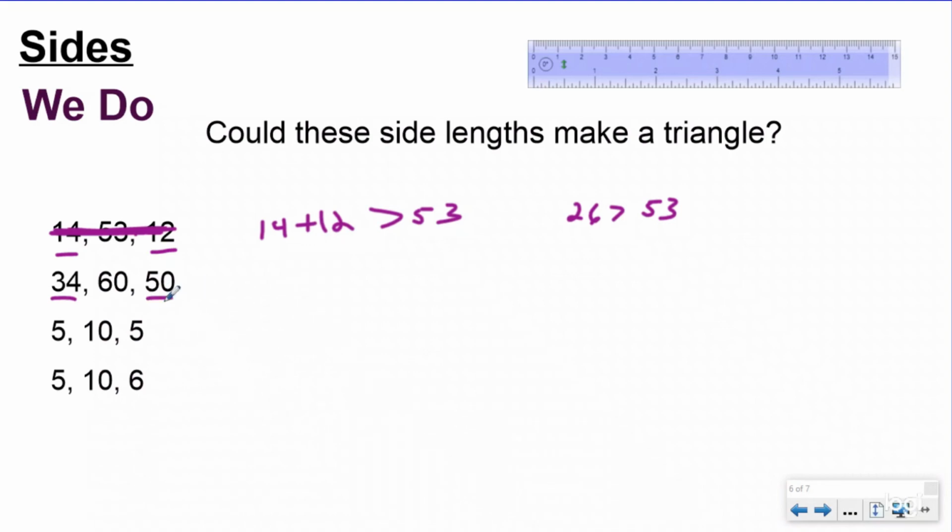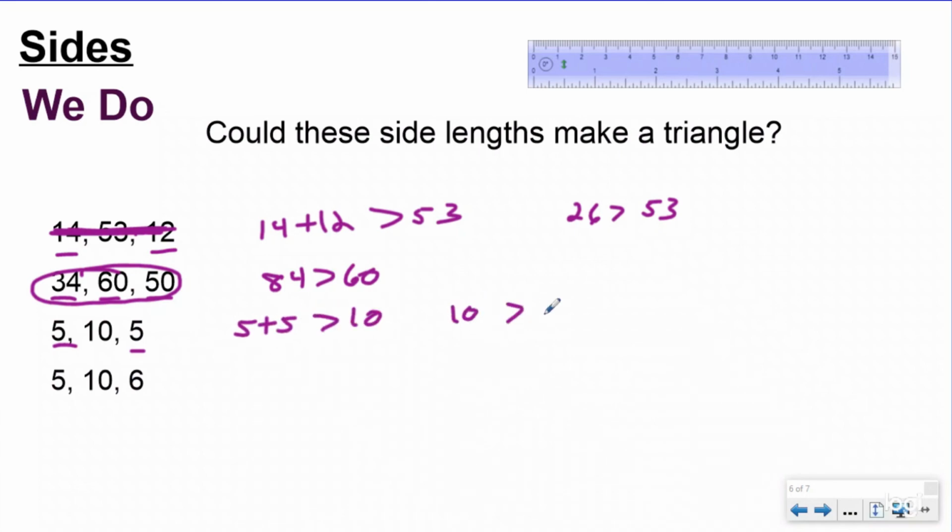Here my two shortest sides are 34 and 54. When I add those together, I'm going to get 84. 84 is greater than the longest side, 60, so these three lengths could make a triangle. Here we have my two short sides as being 5 and 5, so 5 plus 5. Let's see if that's greater than 10, and obviously 10 is not greater than 10. It would be equal to, and we just showed you with the ruler that they can't be equal because it still won't connect. So this one won't make a triangle. But here my two shorter sides are 5 and 6, which makes 11, and 11 is greater than 10.